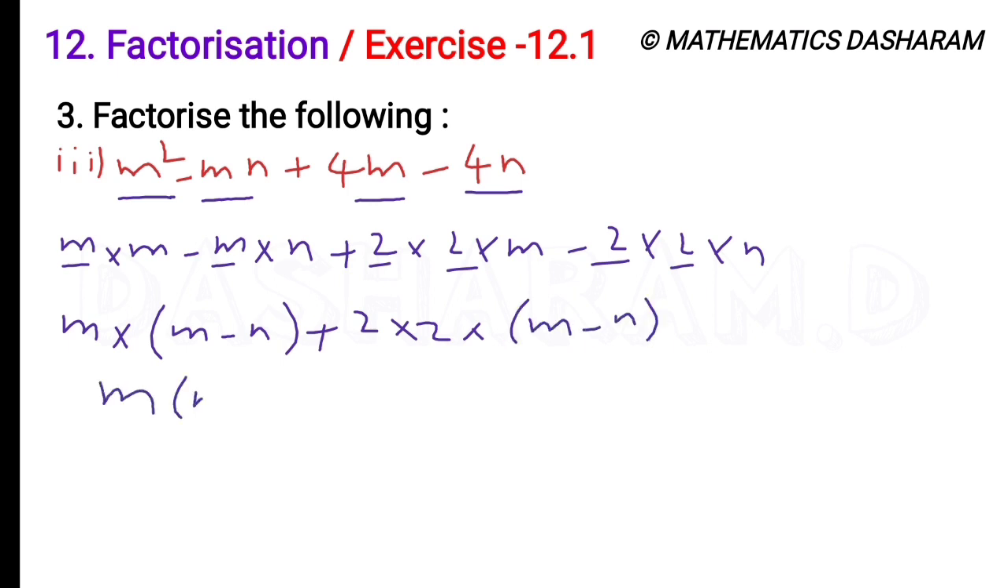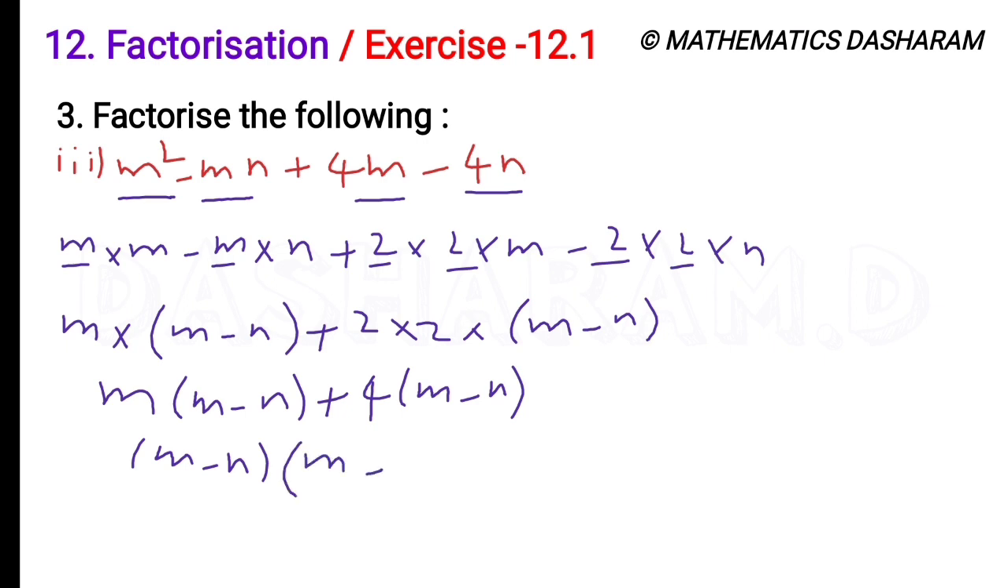So m into (m minus n) plus 2, 2 twos are 4, into (m minus n). Now m minus n is a common. So take the new bracket m plus 4. So (m minus n) into (m plus 4) is the answer.